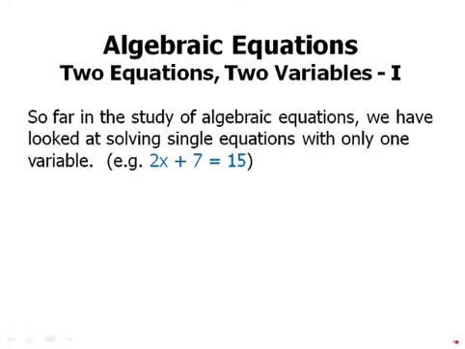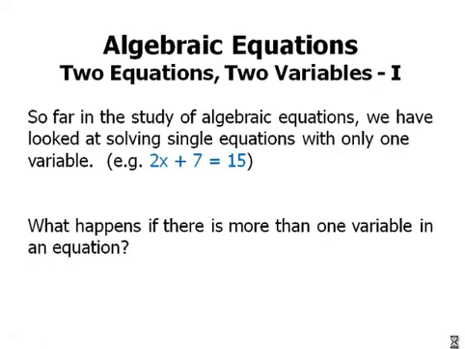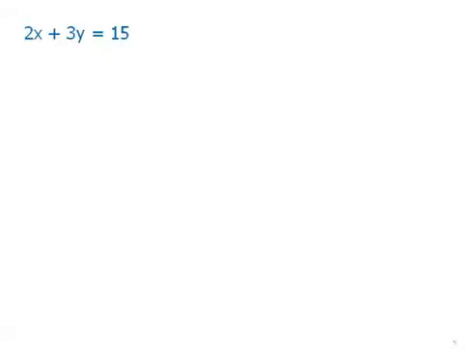Two equations with two variables. So far, in the study of algebraic equations, we have looked at solving single equations with only one variable. For example, something like 2x plus 7 equals 15. What happens if there is more than one variable in an equation? Suppose we had something like 2x plus 3y equals 15. Now, what would it mean for someone to come and tell us, solve this equation? How would we find values that work in this equation?